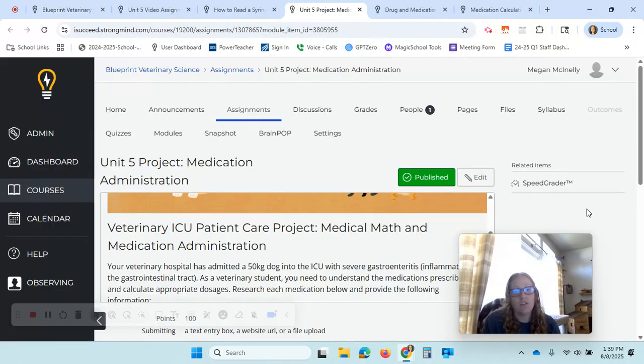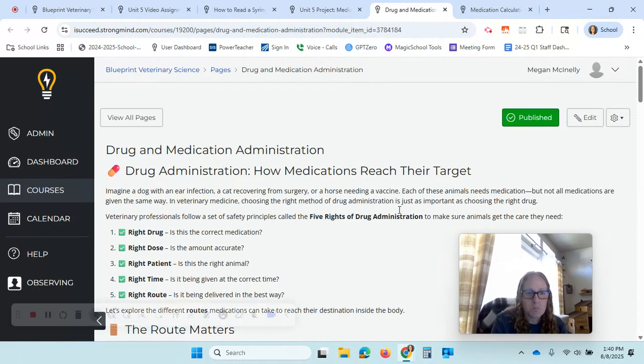And you are given a treatment plan from your veterinarian for certain medications, certain doses, and you are going to determine why those medications were prescribed, the amount of medication you are giving, and how you're giving that medication. Okay? So, some things to review here.